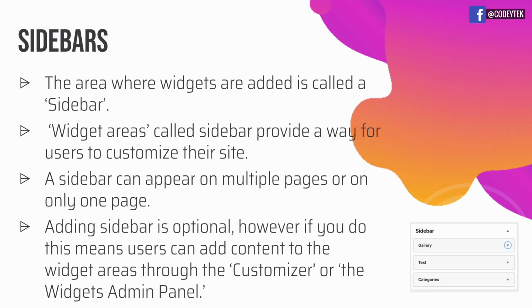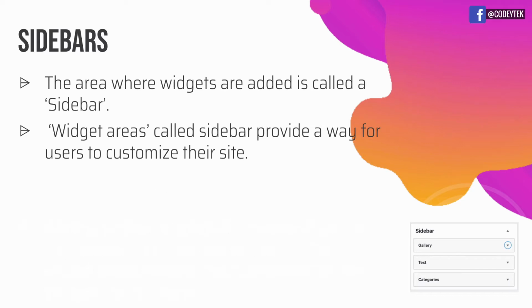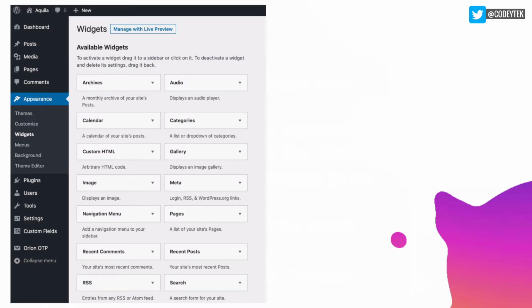Adding a sidebar is optional, which means it's up to you whether you want a sidebar in the theme or not. However, if you do, users can add content to the widget areas through the customizer or the widgets admin panel. What we just saw is your widgets admin panel, and you can also go into Customize, where you also have the option to add widgets. So these are two places where the user can add widgets.